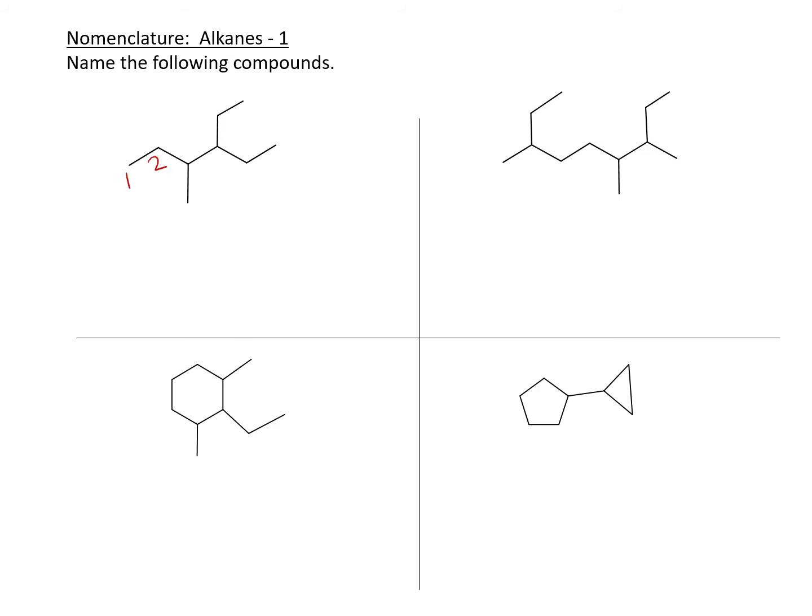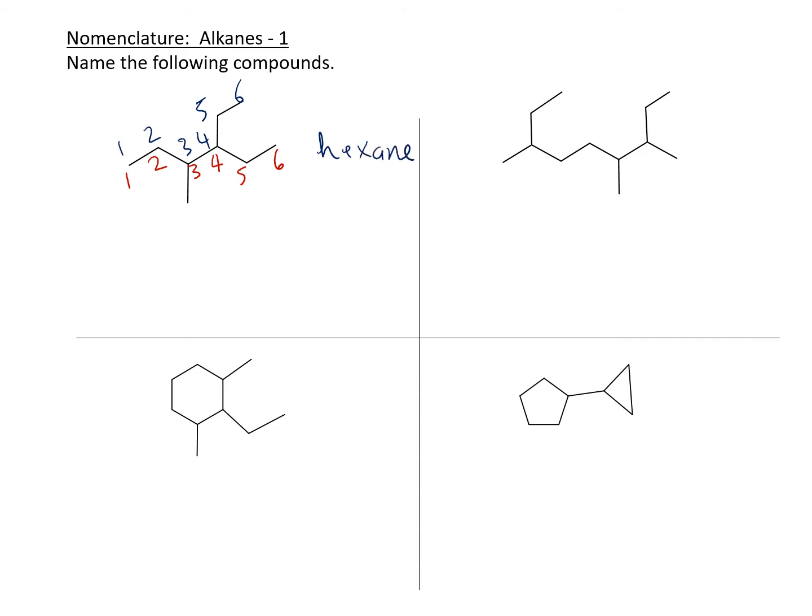So 1, 2, 3, 4, 5, 6. But I see a chain going up also, and I can see if that one has the longest, if that's the longest chain. And so 1, 2, 3, 4, 5, 6, and it is not. Okay, so they are both the same, which means that my longest chain or my base name is hexane.